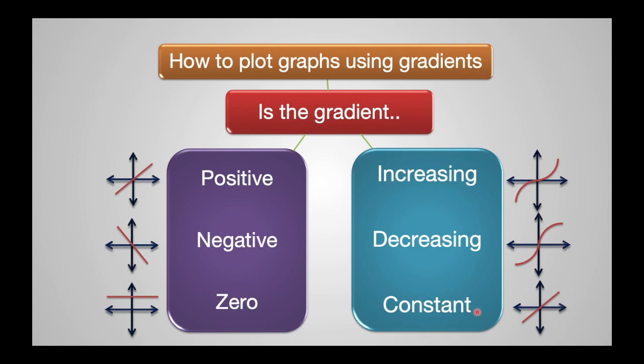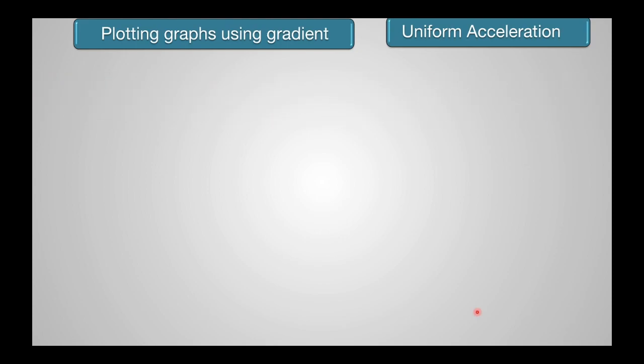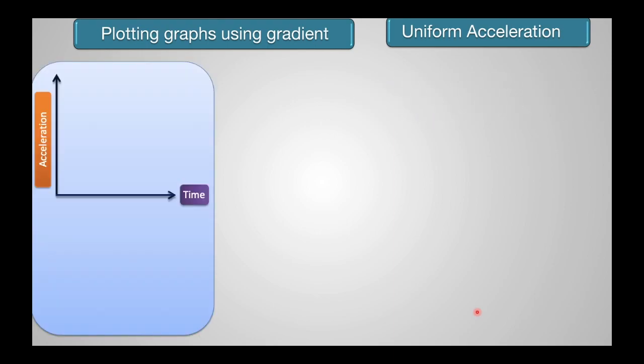In the following examples, we are going to use this method. Let's consider the same example we have already plotted before, but this time I'm going to use the gradient concept. So first I'm plotting acceleration. It's not difficult because it's given in the description. It's uniform acceleration.